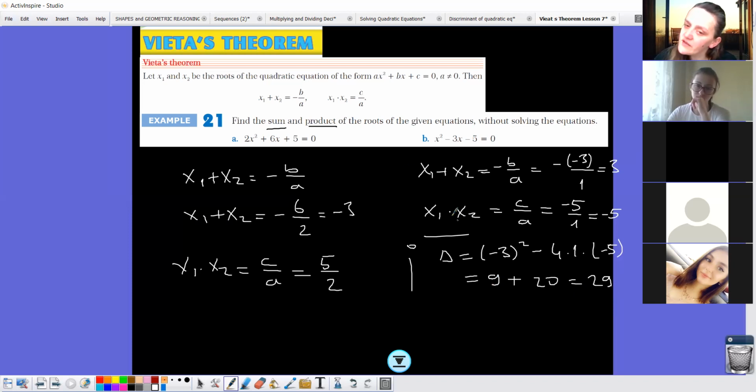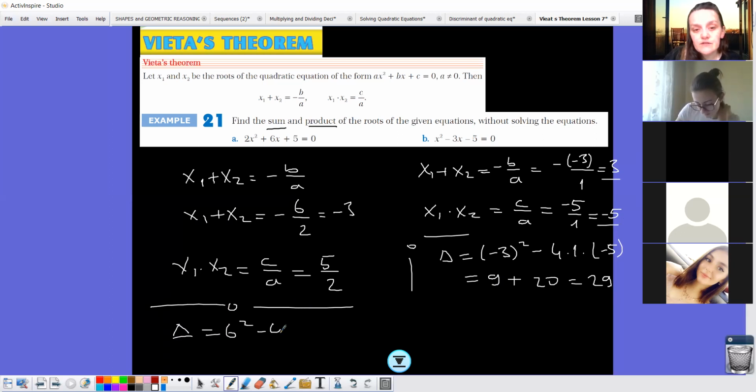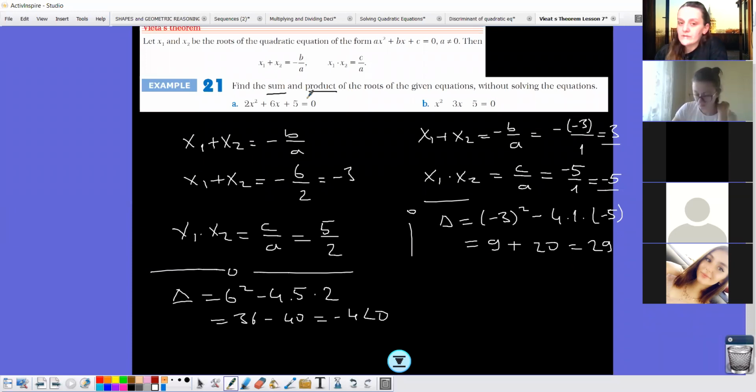But the sum and the product of them are normal real numbers. For example, here if we try to find the discriminant, what will be 6 squared minus 4 times 5 times 2? This is 36 minus... as you can see, this one will be less than 0. But the sum and the product you can find. Like this, for example, you cannot solve the equation, because the discriminant is less than 0. But with Vieta's theorem, you can find the product and the sum of the roots. Is it okay? Did we understand?